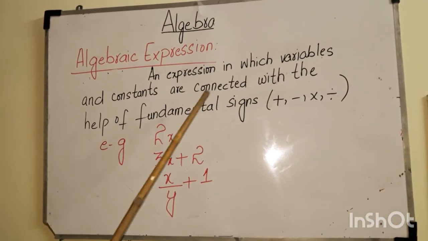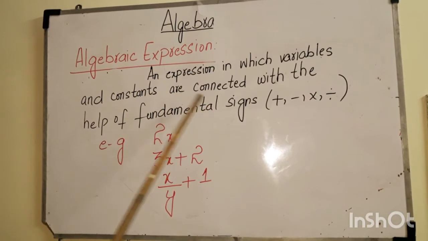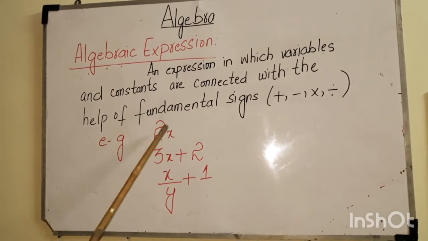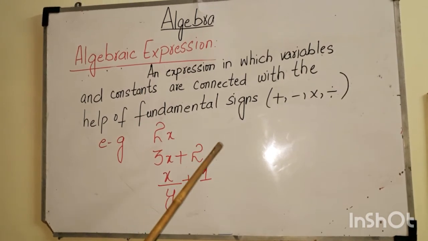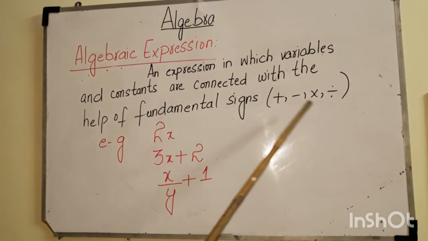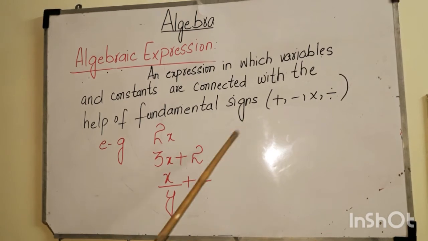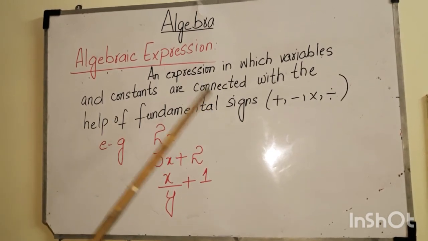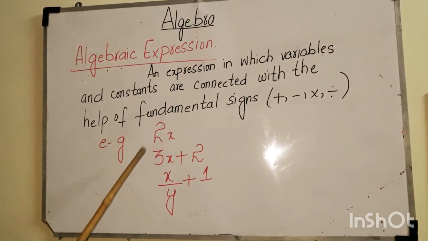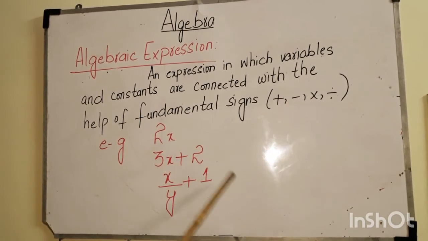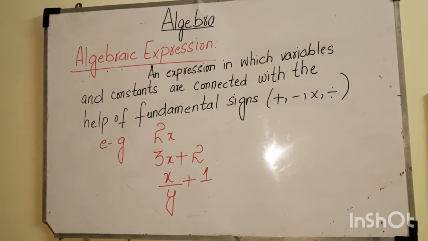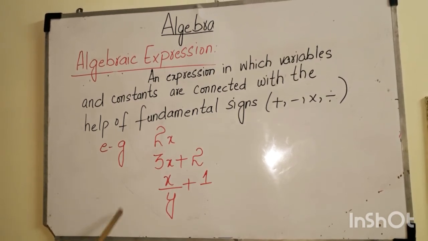So when variables and constants are connected with the help of fundamental signs, what are these fundamental signs? The fundamental signs of mathematics, you all know, are plus, minus, multiply and divide. So when any constant and variable, or all of them, are connected with any of the fundamental signs, that will make an algebraic expression. You can clear it up with the help of the examples I have given.